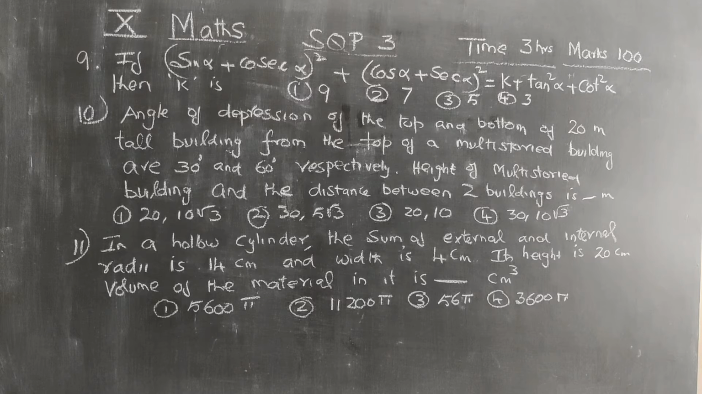Question number 11, in a hollow cylinder the sum of the external and internal radii is 14 centimeter and width is 4 centimeter. Its height is 20 centimeter. Volume of the material in it is centimeter cube. 4 choices are given. Choose the best option.